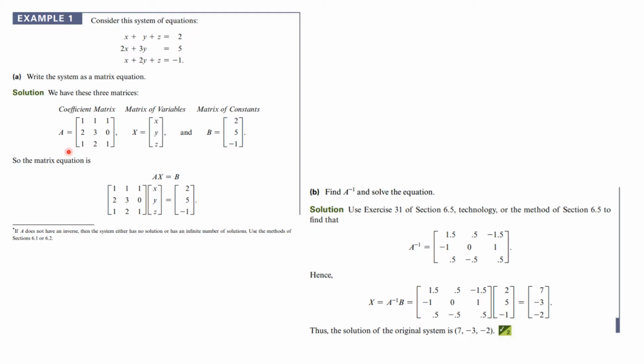So this is the coefficient matrix. It is 1, 1, 1. It is 2, 3, 0 because I see no z. And then it is 1, 2, 1. Now here I have x, y, and z, so x, y, and z is a column matrix. And B is 2, 5, minus 1. So the matrix equation is AX equal B, looking like this. Now we need to find A inverse. Now A is this, so that's what we're going to find the inverse of. So we're going to pause this discussion and use Excel to find A inverse.